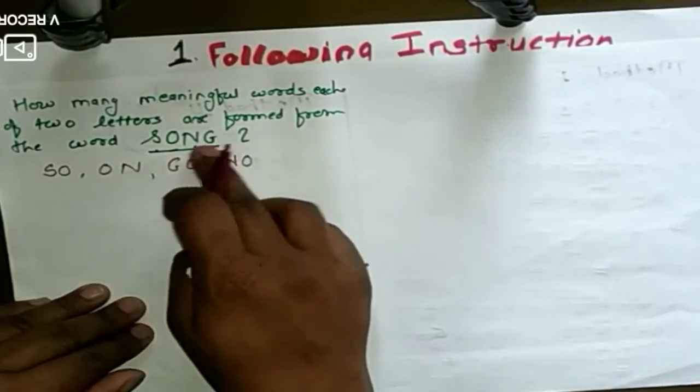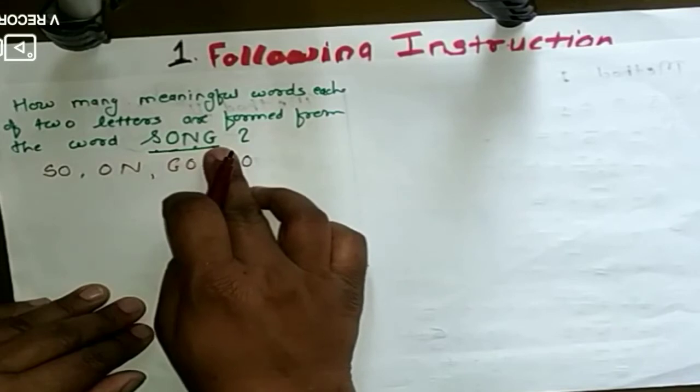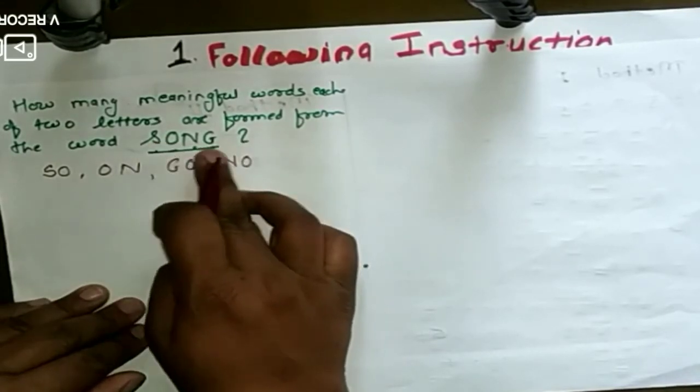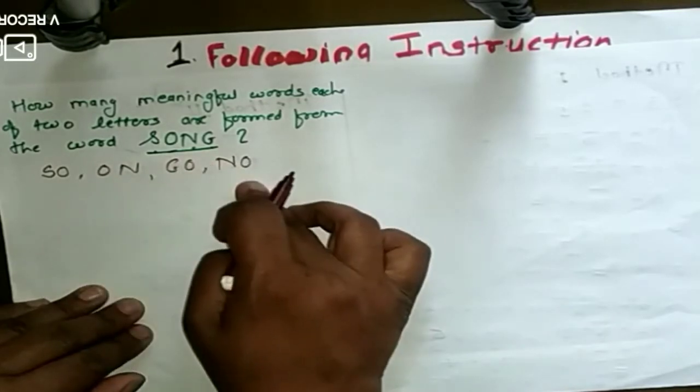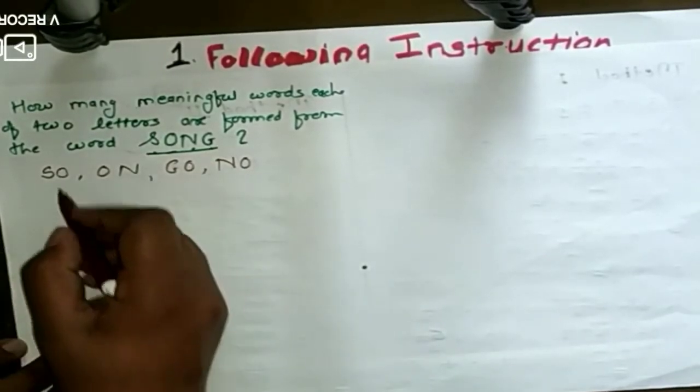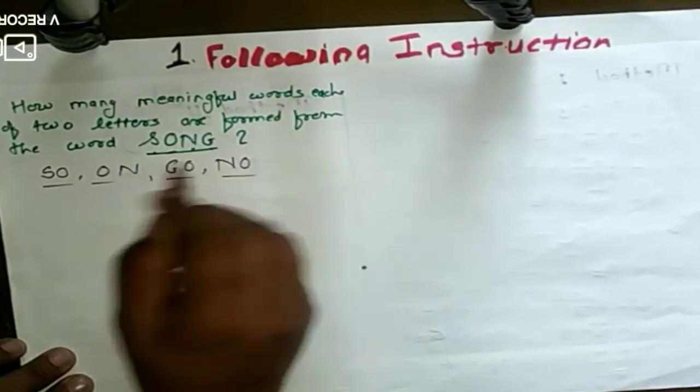Again we will check: SG is a word? No. GS is a word? No. NG is a word? No. GN is a word? No. So how many are there? Four words are formed from the word SONG.